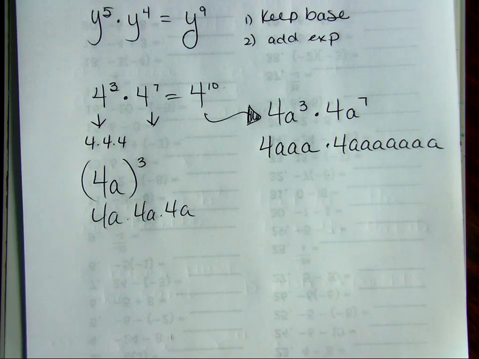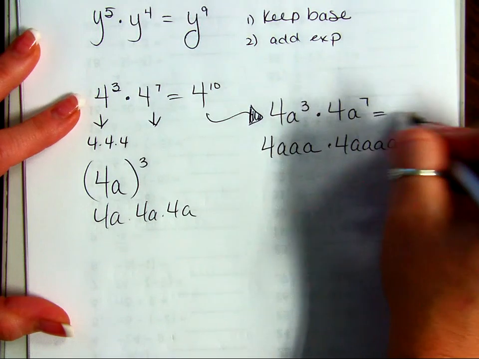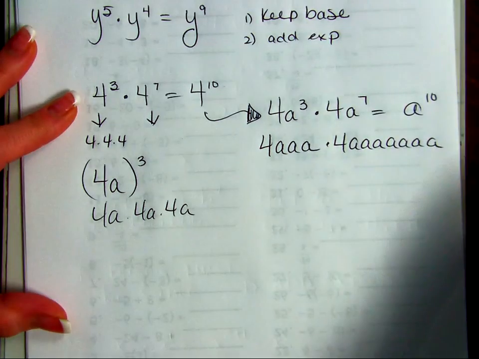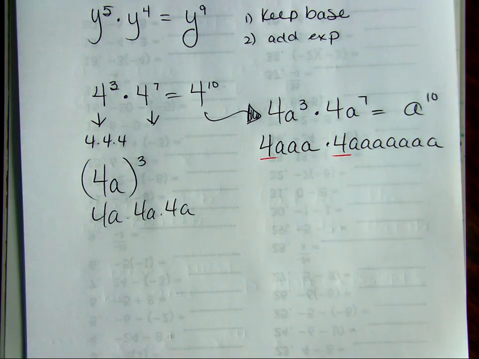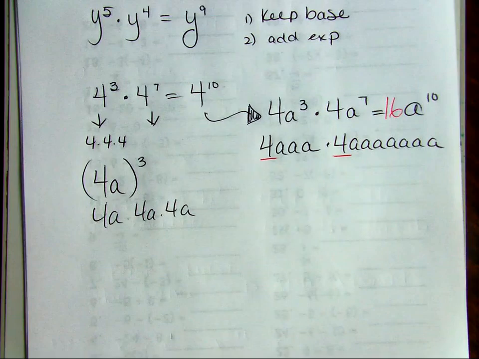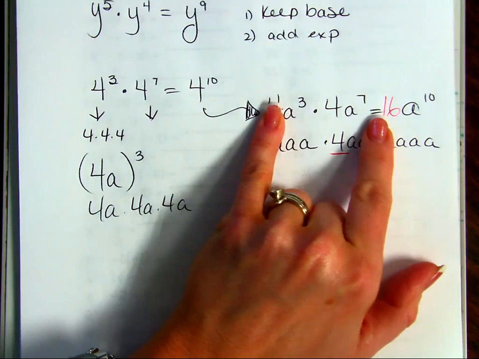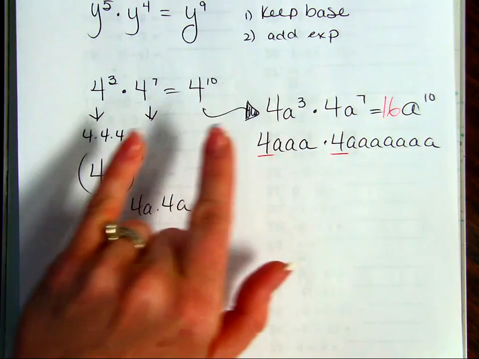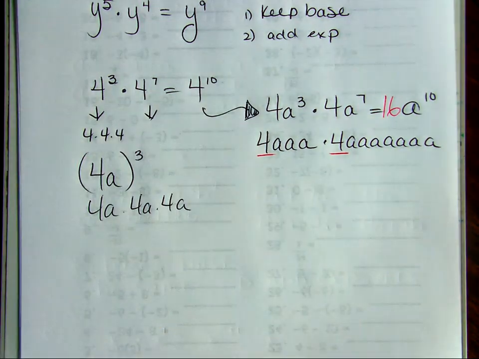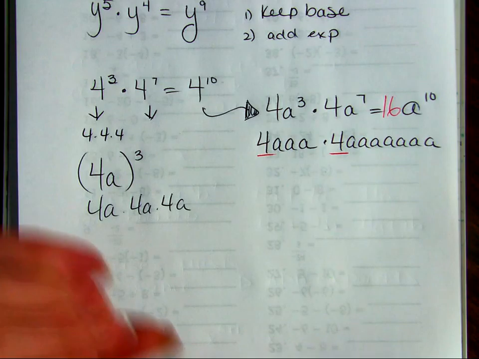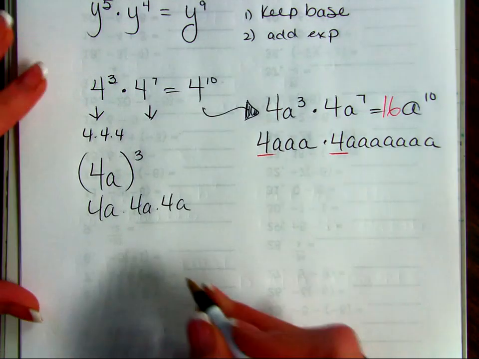Got it? So now, I know it's going to be a to the 10th, but what about this 4 and this 4? What should I do with them? Now can I multiply them? Yes. So that answer is 16a to the 10th, but that answer is 4 to the 10th. All right? I'm going to do another one so you can kind of see that.